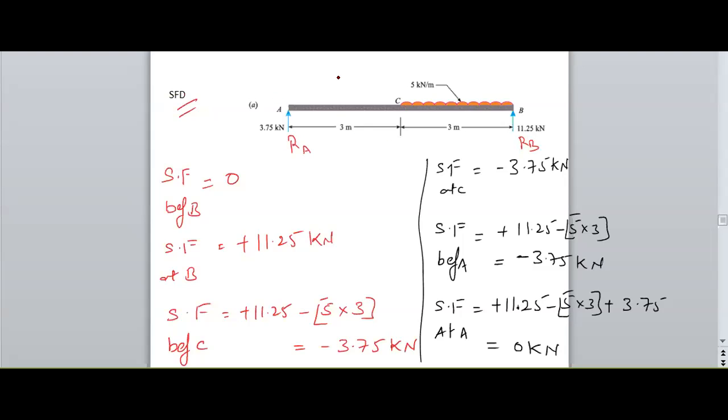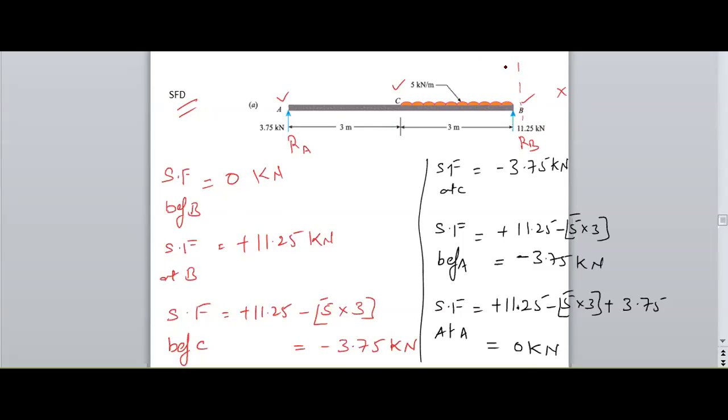Therefore, we have only 3 points B, C and A. Before B, I need to consider the section before B. So there is no force on the right hand side of my section. Therefore, it is 0 kilonewton.